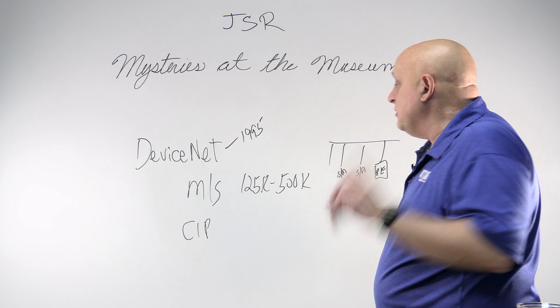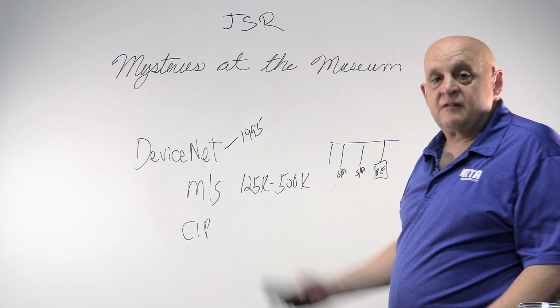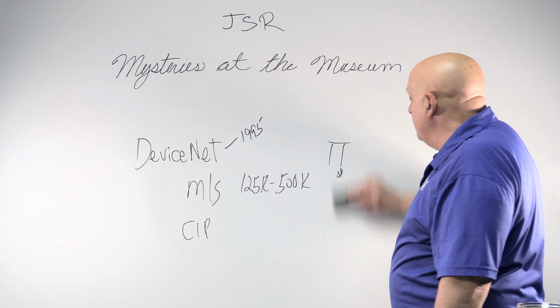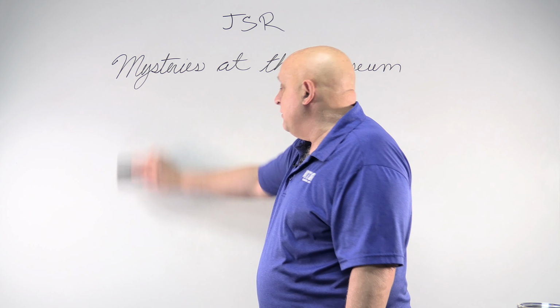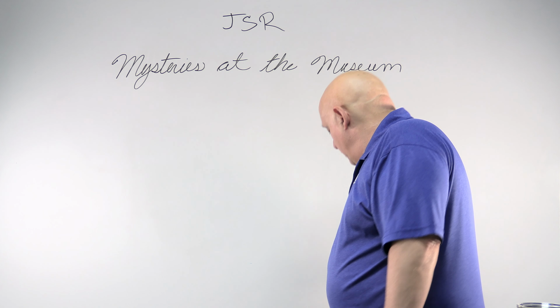Sold hundreds of thousands of units of this, and it's still around quite a bit. In lots of factories you find DeviceNet. Good technology, but at 125 to 500K, it's pretty slow. At 500K, you have a smaller node count, you have a smaller network.